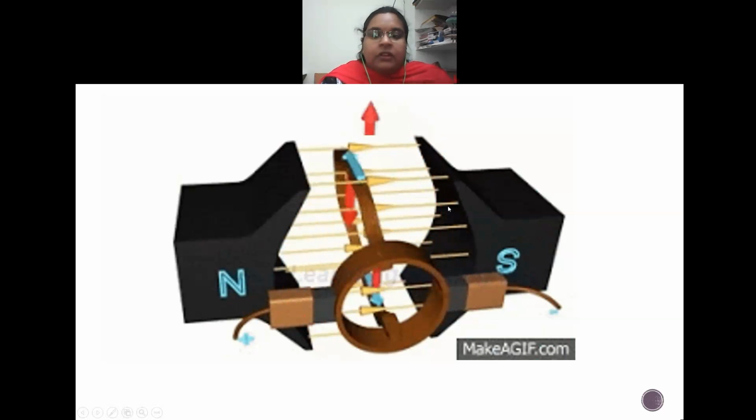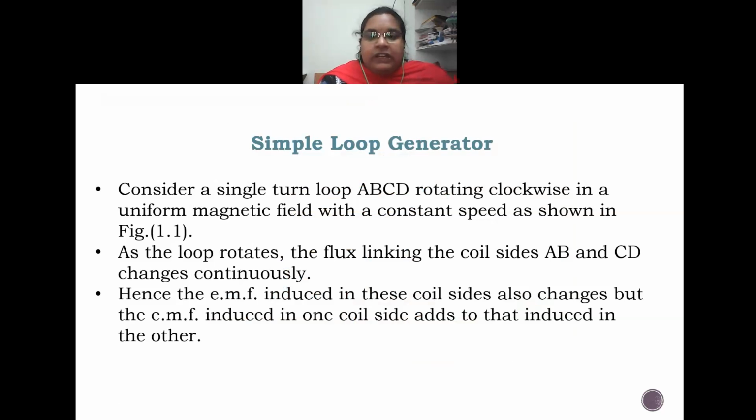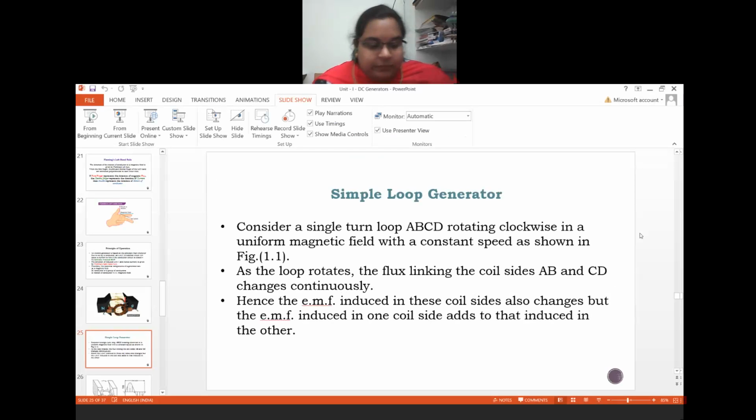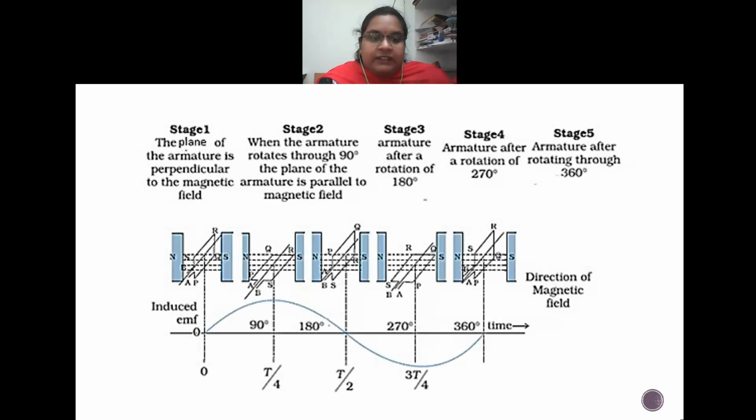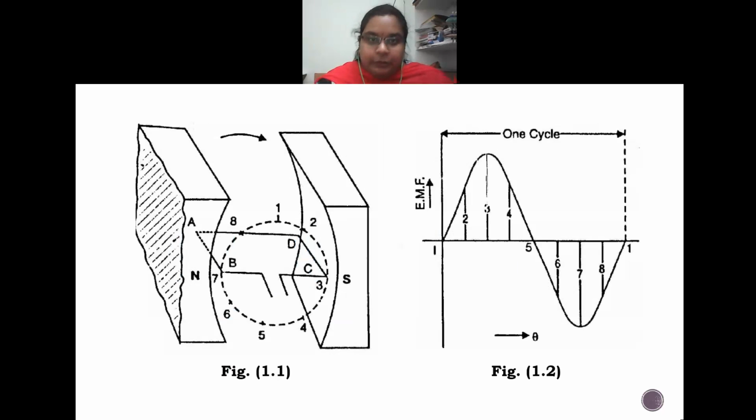Now, in order to understand the total concept of power generation, we are going to take a simple loop generator. What does the simple loop generator comprise of? It is just a loop like this. It has a conductor which is connected at both ends.